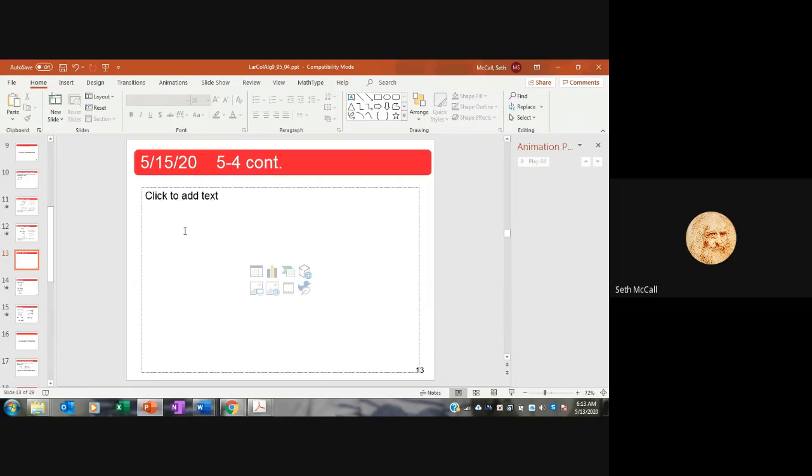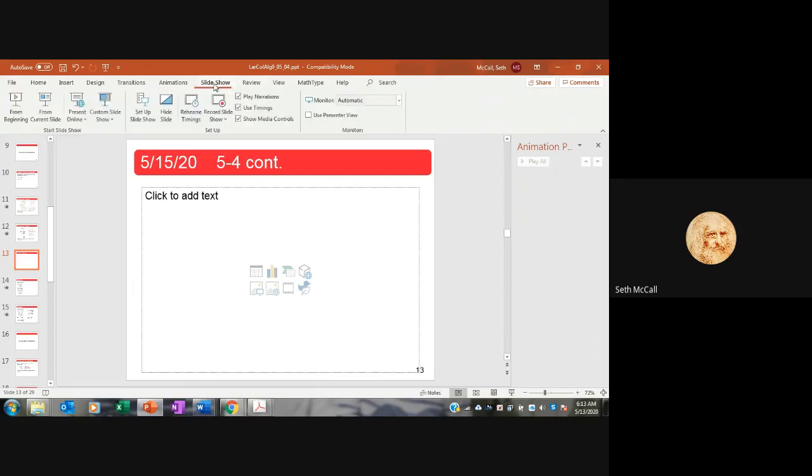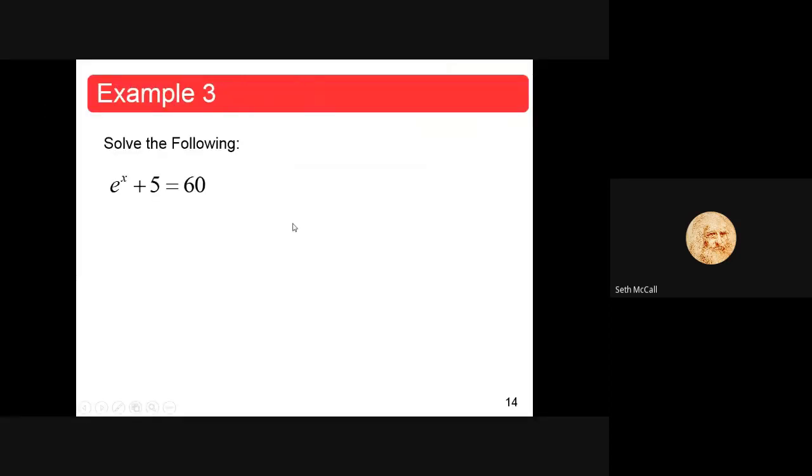So, anyways, this is 5-4 continued, and let's get started. We are going to solve the following exponential equation, and that is e to the x plus 5 equals 60. So the first thing you want to do, as I said in our previous lecture, is if you have a base and a power and there's anything else with it, whether a number multiplying, dividing, adding, subtracting, we want to get all the other numbers except for the base and its power moved to the other side. So we're going to subtract 5 from both sides, and we're going to end up with e to the x equals 55.